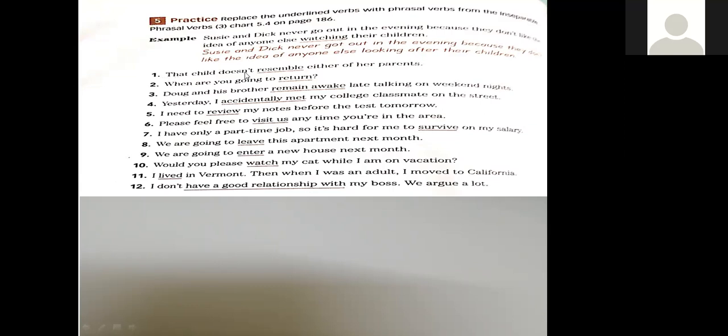Number one. We would like to do the same here. We would like to replace the verb resemble with a phrasal verb that has the same meaning. If you want to use Table 5.4 to help you, it's acceptable. Ahmed, start. That child doesn't resemble either of her parents. Resemble. If the letter is between two vowels, it takes the sound of Z, not S. We want a phrasal verb that has the same meaning.